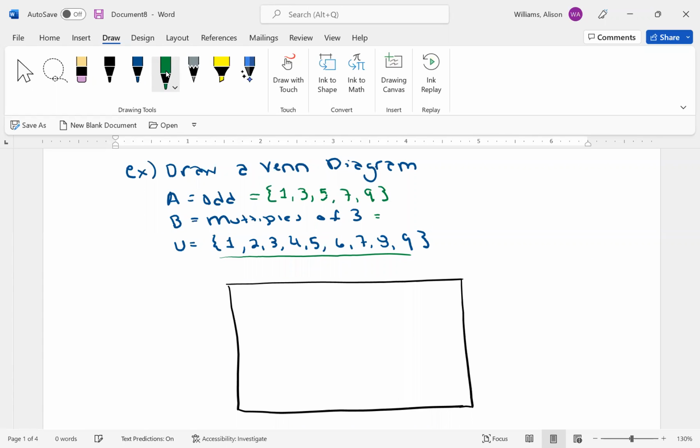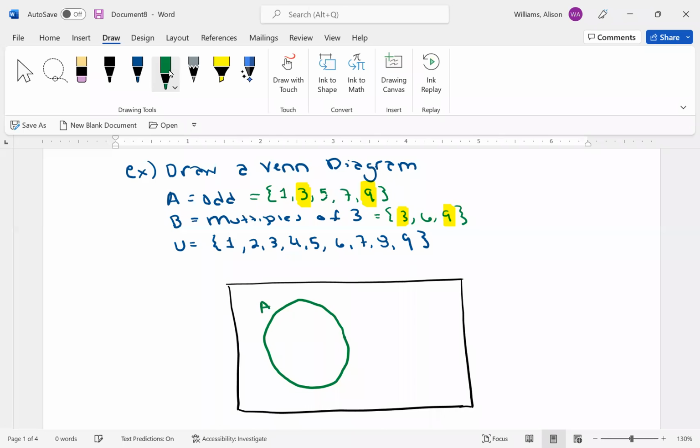Multiples of 3. Well, that would be the number 3. Also the number 6, because 2 times 3 is 6. And then 3 times 3 is 9. So those are multiples of 3. Okay. So looking at A and B, I do have 2 things in common. I have the 3 and the 9 in common. So I do want to draw this with an overlap.